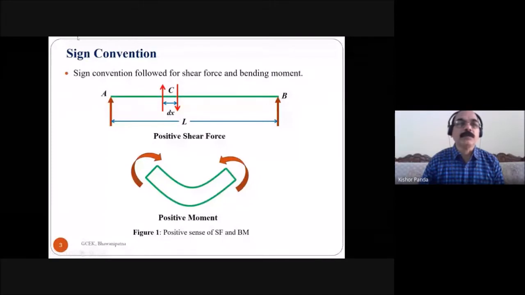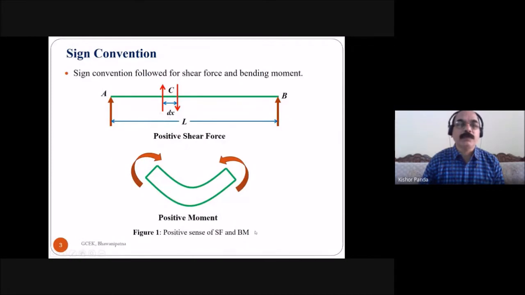So this is the sign convention, already you know. This is the positive sense of shear force and bending moment. Here this is the positive shear force and this is the positive bending moment. You consider positive shear force when the right side is downward force and the left side is upward force. Similarly for bending moment, when the right side has anti-clockwise moment and the left side has clockwise moment, you consider it as a positive moment. So this is the positive sense of shear force and bending moment you have to use in the influence line diagram.